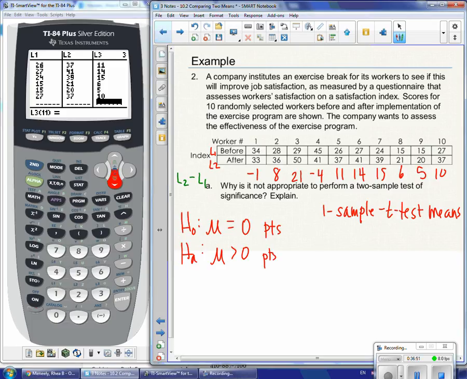But now let's make sure that we define mu, because this is going to be really important. Mu represents now the mean difference in satisfaction ratings. Be really careful, because in the last test we did, it was the difference in means, where I actually subtracted, I took the mean of both groups and I subtracted them. Here, I subtracted first and then calculated the mean. So it's the mean difference in satisfaction ratings.